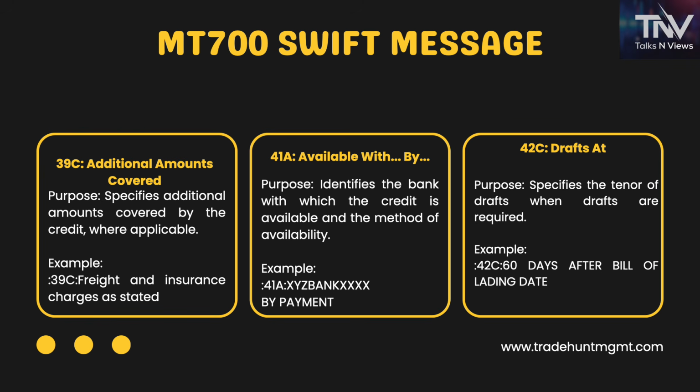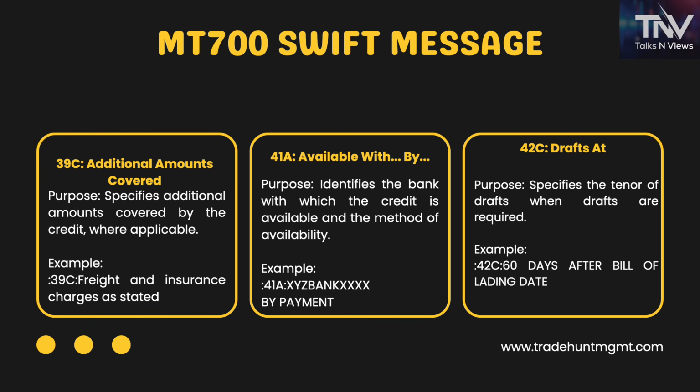Field 41A, available with... by... Purpose of this field, identifies the bank with which the credit is available and the method of availability. Example, Field 41A ZIZ Bank, by payment. There are 4 types of availability under the LC. They are payment, acceptance, negotiation, or deferred payment, depending on the LC structure.